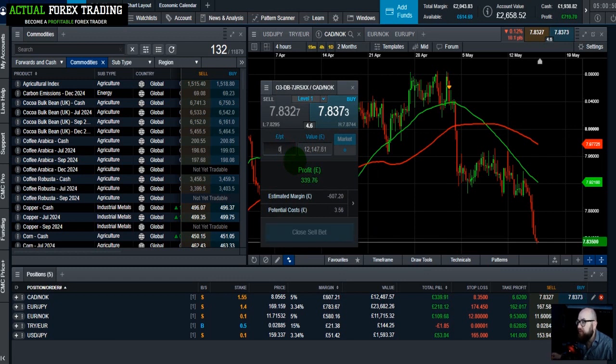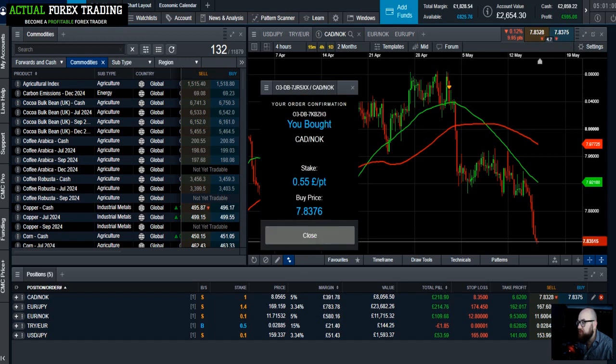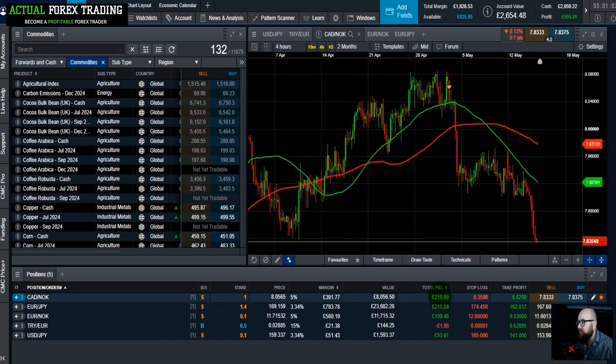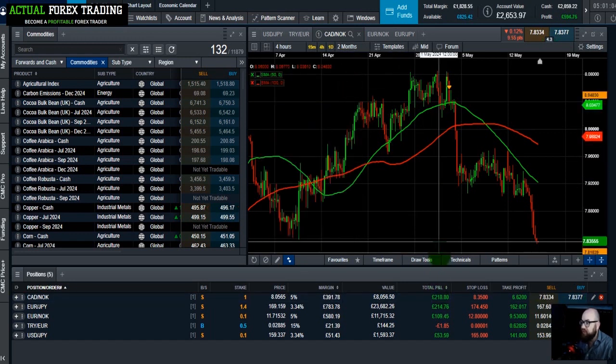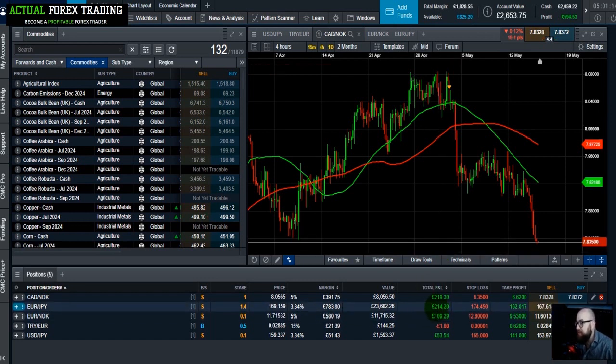It's £1.55. Let's close 55 pence. That gives me £120 profits. Let's reduce that position. Okay, so it's down to £200 now. So the majority of the trade is still open. I've closed about a third. 2/3 is still open. Hopefully I can catch that long-term downtrend. I'm going to do the same with Euro Japanese Yen.